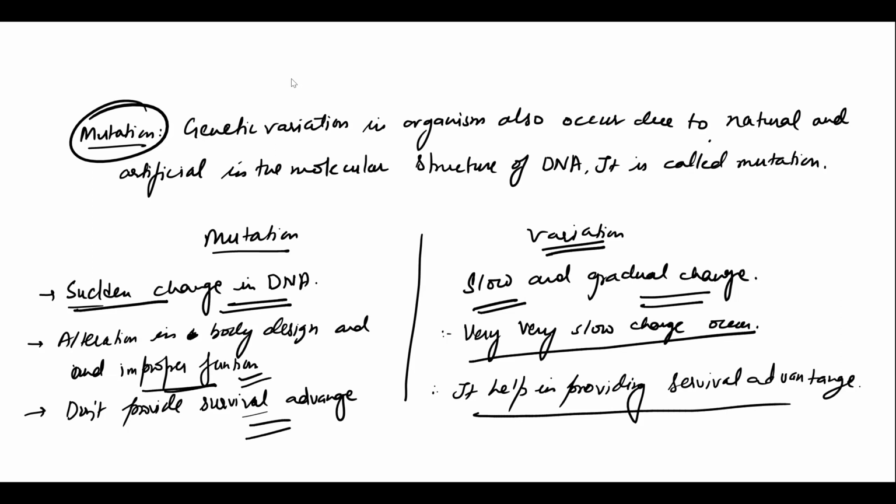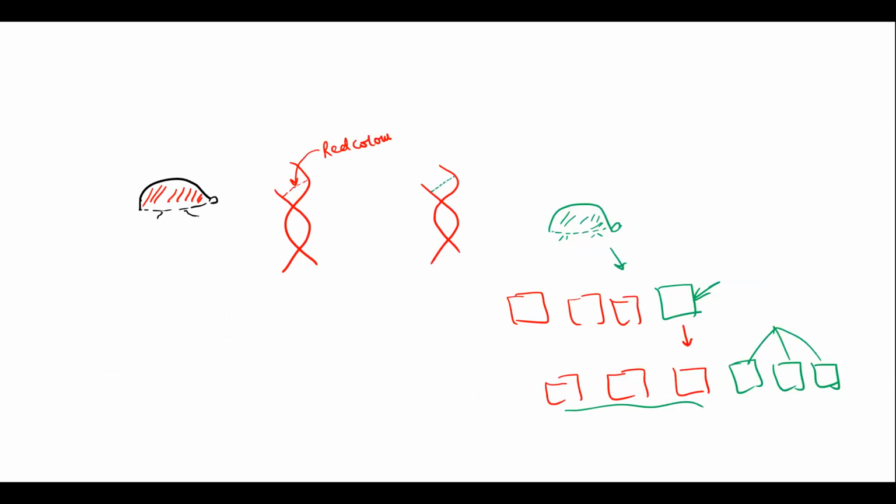Next, for example, how does variation help? We can explain how variation helps an organism in providing survival advantage. For example, there is a red beetle, and there is a gene that codes for the red color. But due to DNA copying error, or during reproduction, because every time DNA is not copied properly, the gene changes to green color.